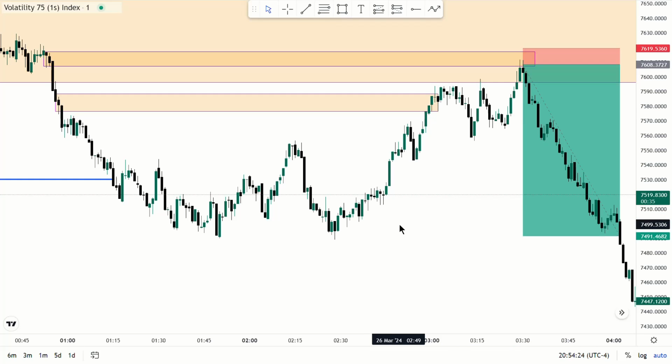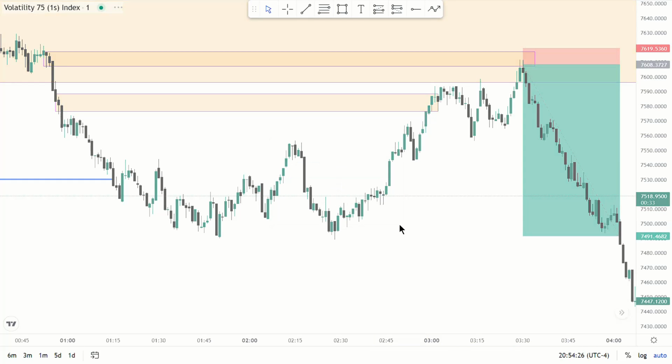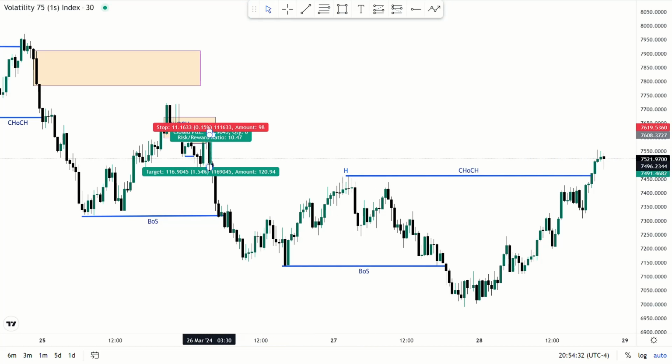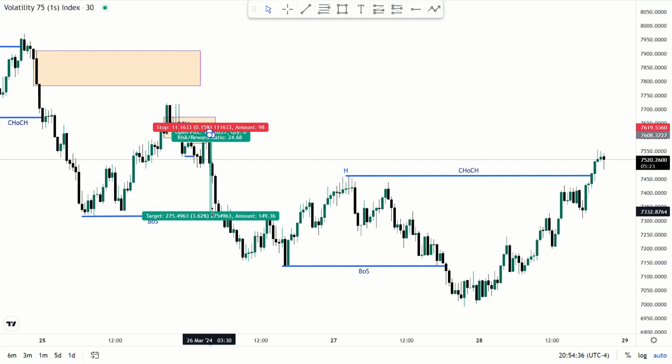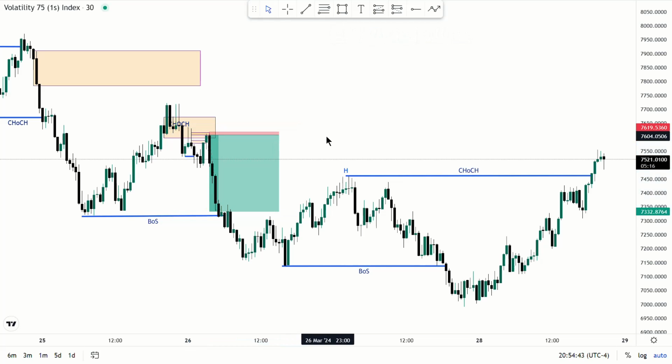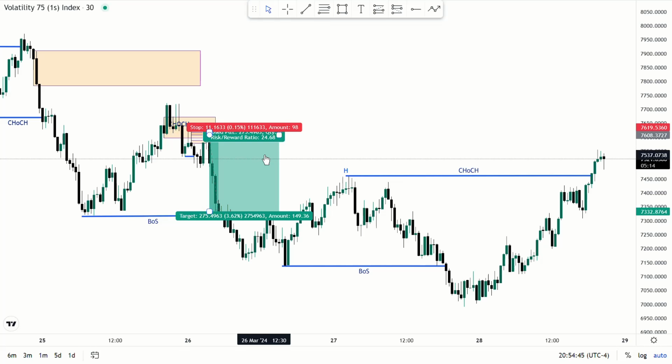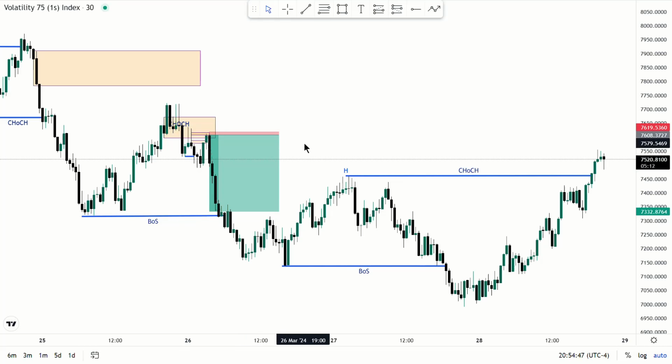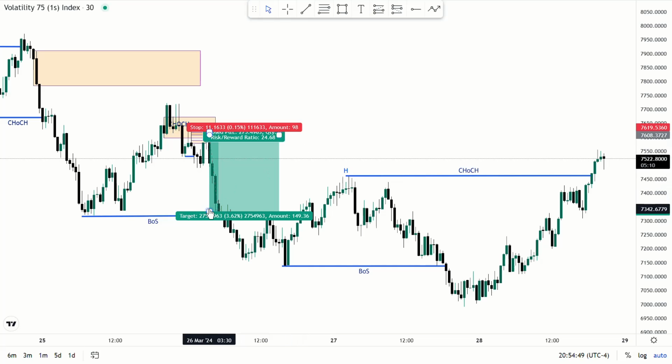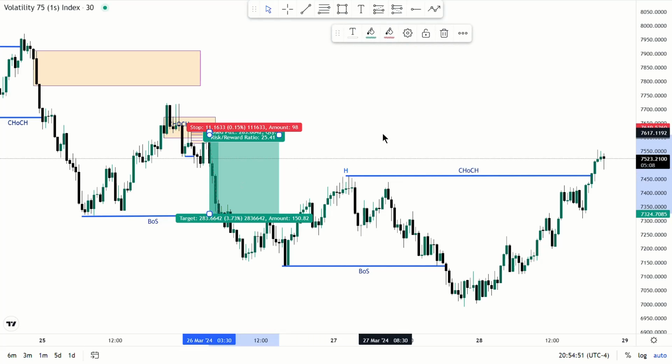Now when you go to your 30-minute time frame, this is your 30-minute time frame. For some of you that really have a lot of patience for holding trades, this is a risk to reward ratio of 24, which is good. It's actually 25.